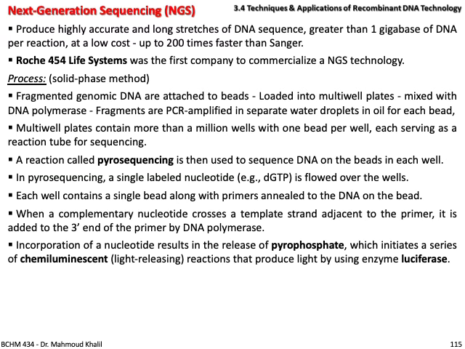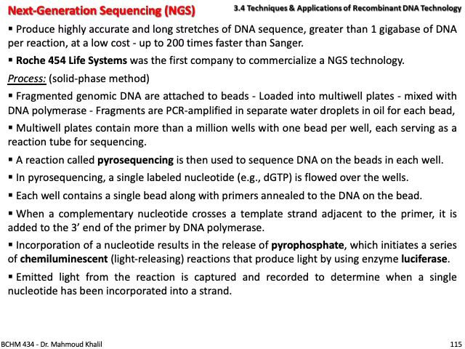Incorporation of the nucleotide results in the release of pyrophosphate. This pyrophosphate, which is the PPi, initiates a series of light-releasing reactions, a chemiluminescence reaction, that produce light by using the enzyme luciferase. So actually, each nucleotide will generate a different light, based on the tag of the fluorescence it has.